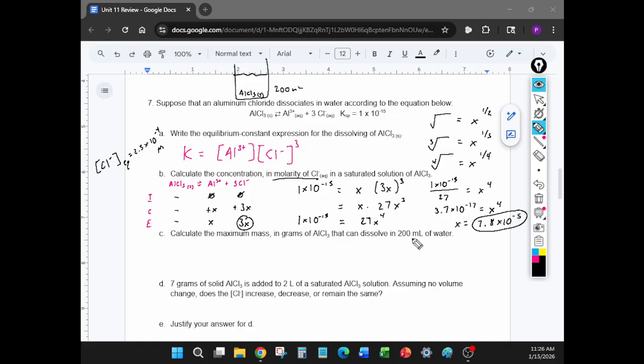So, very easy to do this. We just start with the value 200 milliliters, okay? So we're going to start with 200 milliliters.